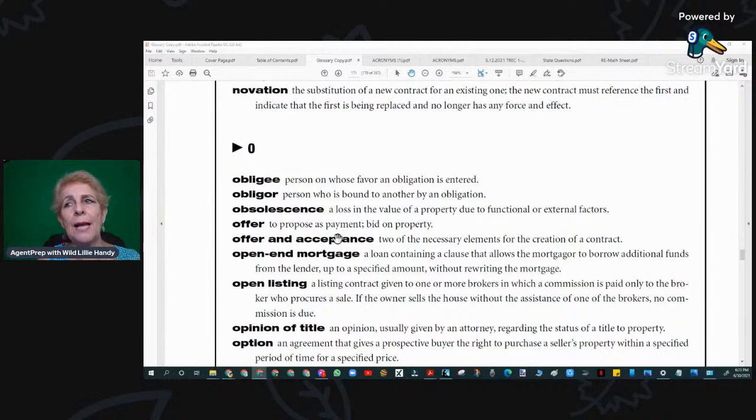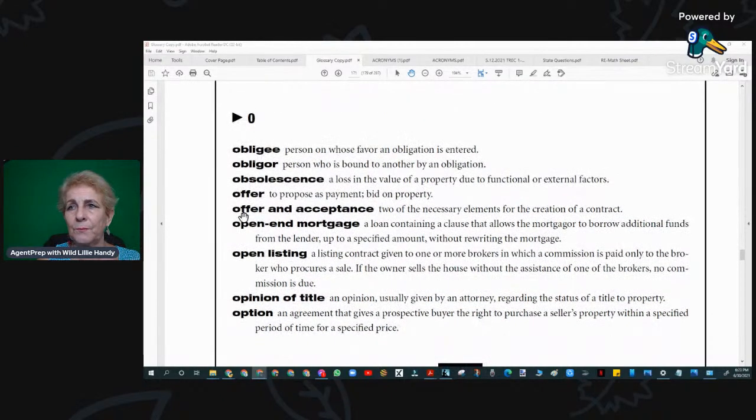Offer, to propose as payment, bid or property. Like on eBay and other auction websites, you're making bids, right? So same here. So there's competition. And some people buy homes on auction websites and they have to deal with the bidding process and be prepared to purchase. Offer and acceptance. And usually there's a time frame, a week, 2 weeks, or something like that.